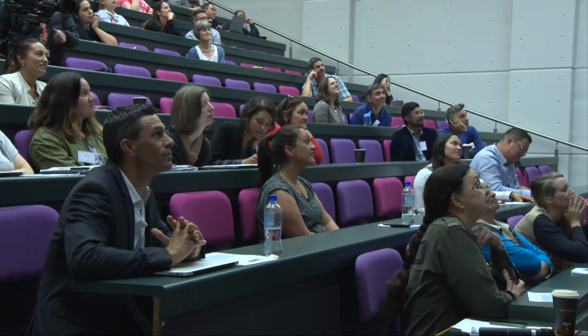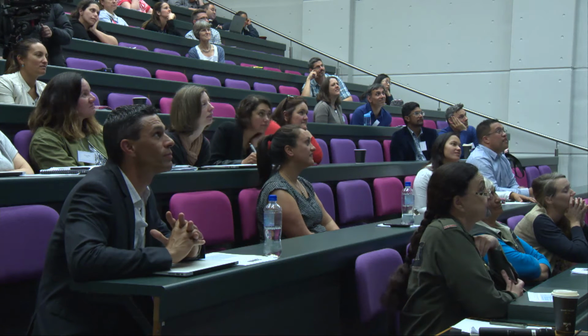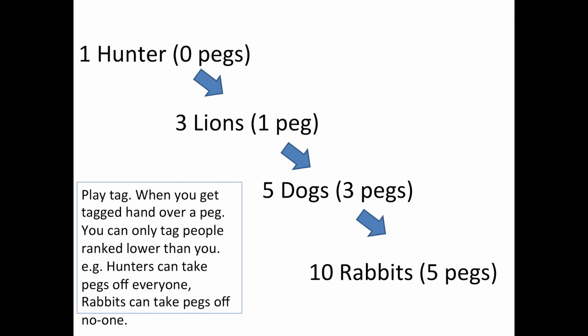This game is based on the food chain. Students take the role of the hunter, the lion, the dog, or the rabbit. When we had our meeting about planning today, some of the suggestions were, well, why don't you make these New Zealand birds and animals? Native species, introduced species, that kind of thing. And I'm going to work on that for next year.